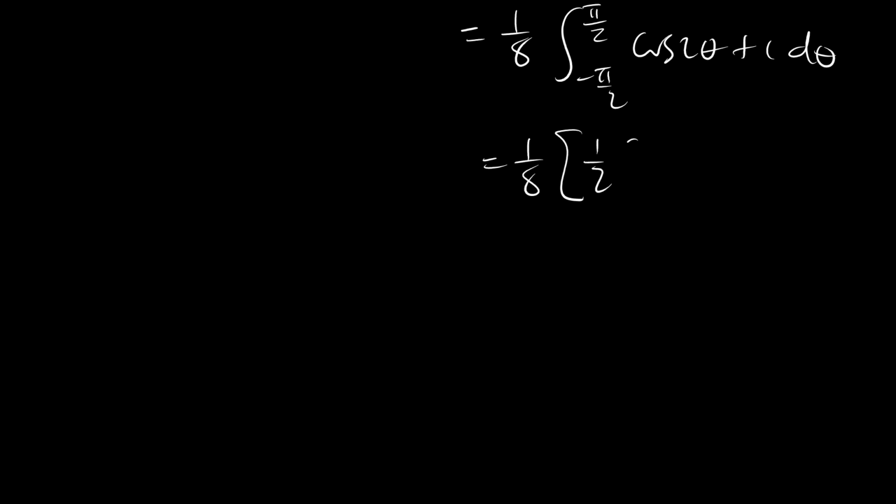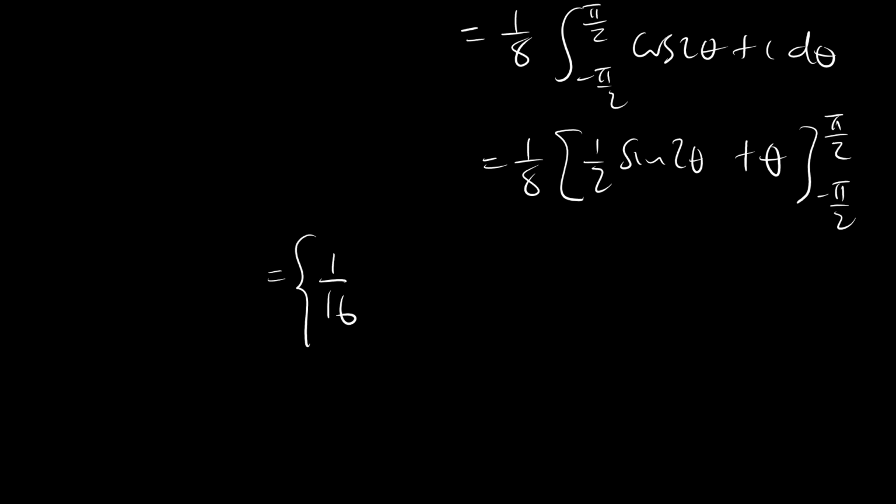So we have 1/8 (cosine of 2 theta plus 1), which is 1/8 times (a half sine 2 theta plus theta), from negative pi over 2 to pi over 2. So this is 1/16 (sine 2 times cosine pi) minus 1/16 sine of negative pi.